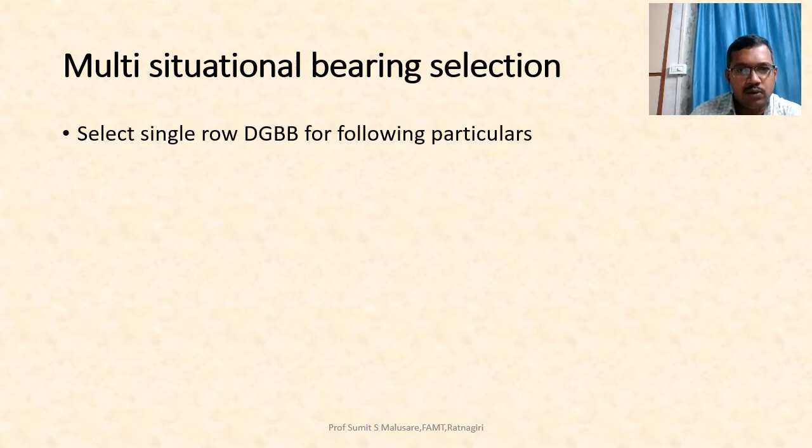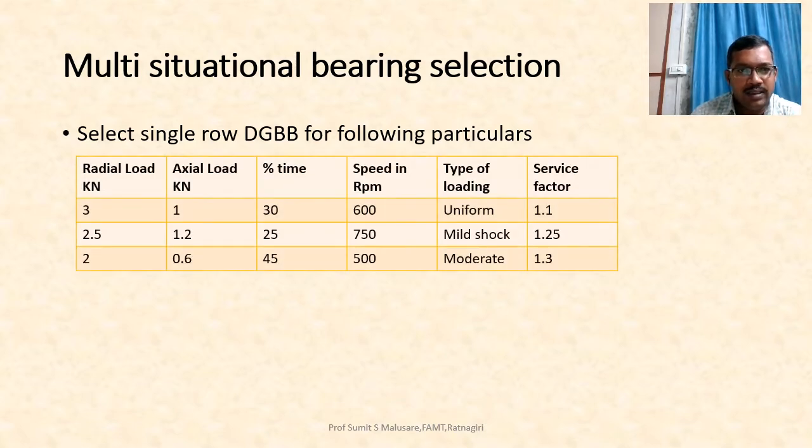Select a single row deep groove ball bearing for the following particulars. See the radial load, axial load, percentage time, speed in rpm, then the type of loading and the service factor. For the first 30%, suppose the total life is 1000 million revolutions, then for the first 300 million revolutions, that is the first cycle, the radial load is 3 kilonewtons and 1 kilonewton is the axial load. For the remaining 25% of the time, it will be 2.5 kilonewtons and 1.2 kilonewtons, radial and axial respectively. And for the next remaining 45%, the values given are 2 and 0.6.